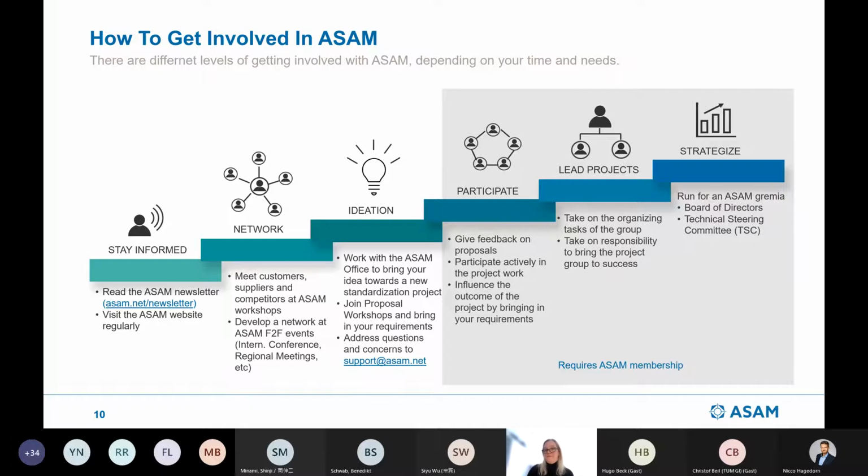As a matter of fact, I would like to let you know the TSC elections are coming up this year on March 23rd. We have the General Assembly. And all ASAM members, if you are interested in running for the TSC, please check out the website. There you find a form for an application for the Technical Steering Committee. I invite you, please fill it out and send it to us, and that would be great.